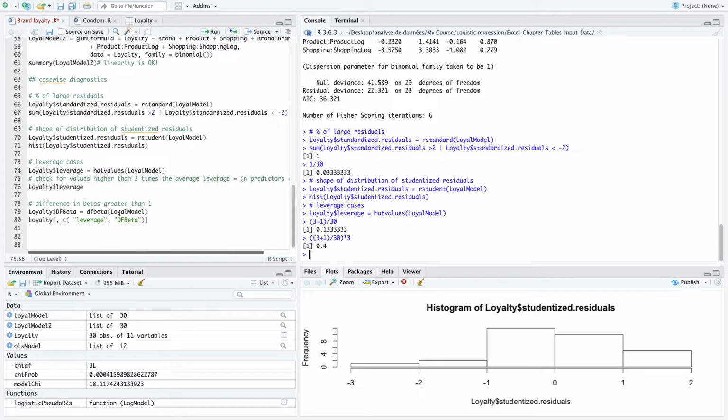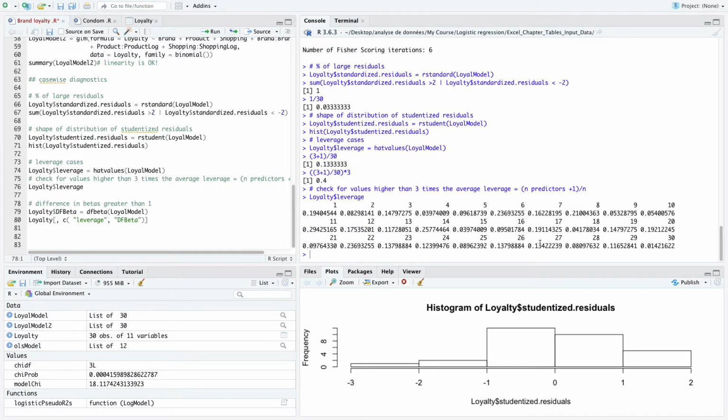So we need to look at values for the leverage which are above 0.4, and these could be, for example, outliers, okay? So let's check these leverage values and see if we have any value which is above 0.4. We can do it this way because we have only 30 values, which is very easy. And as you can see, we have no value which is above 0.4. So there is no problem here. We should not be concerned with high leverage values.